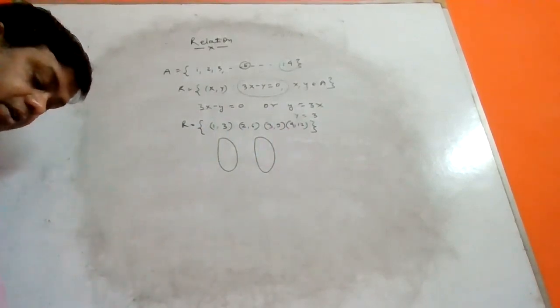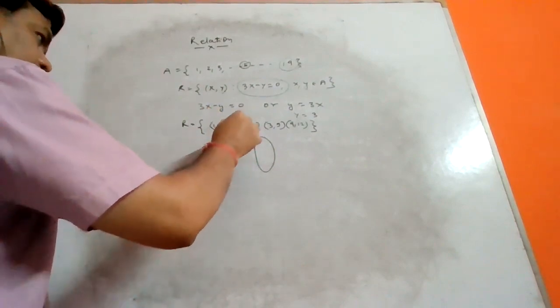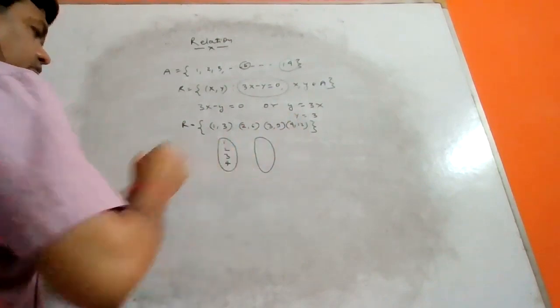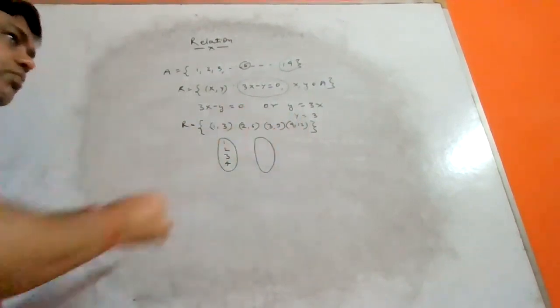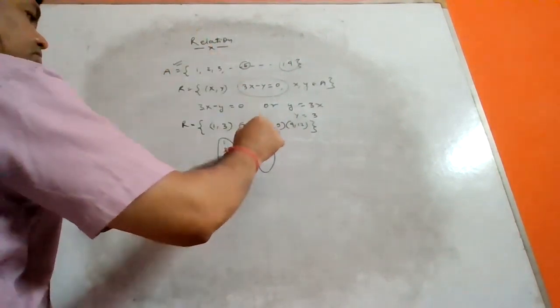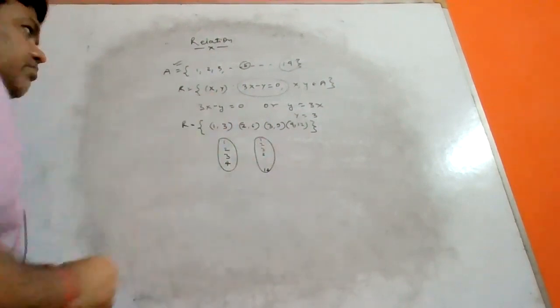Elements of A should be written in this one. Elements of A are what? 1, 2, 3, 4. And here is what? Here is the codomain, the set of all elements. You can write from here: 1, 2, 3, 4, and so on up to 14.